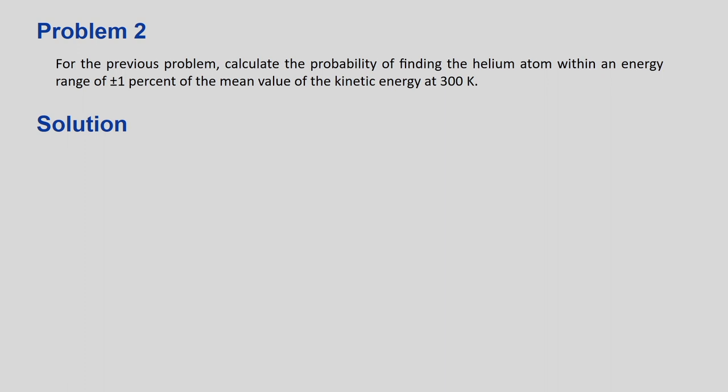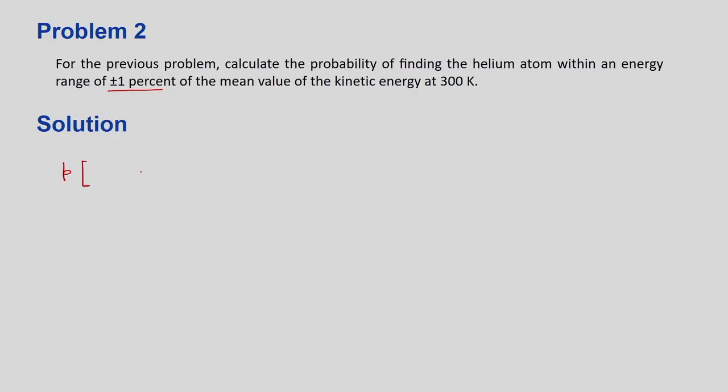We move ahead. Now, for the previous problem, you also calculate the probability of finding the helium atom within an energy range of plus minus 1%. So, okay, I cannot observe it exactly at 3 by 2 nkt, but what is the chance that I can observe it within plus or minus 1% of that value? So, for that you have to write the probability distribution and integrate across the fraction of energy from minus 1 to 1%.